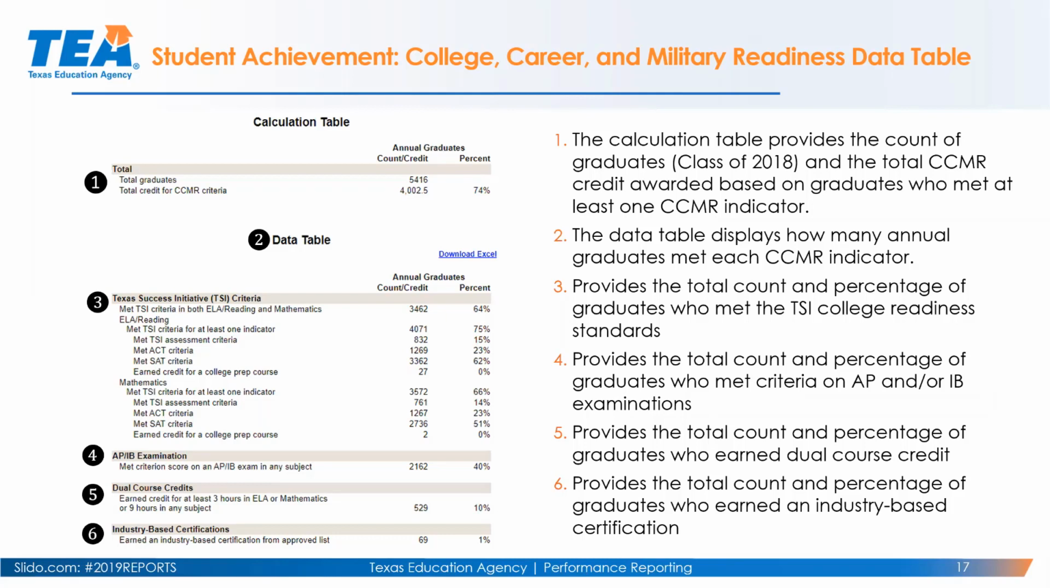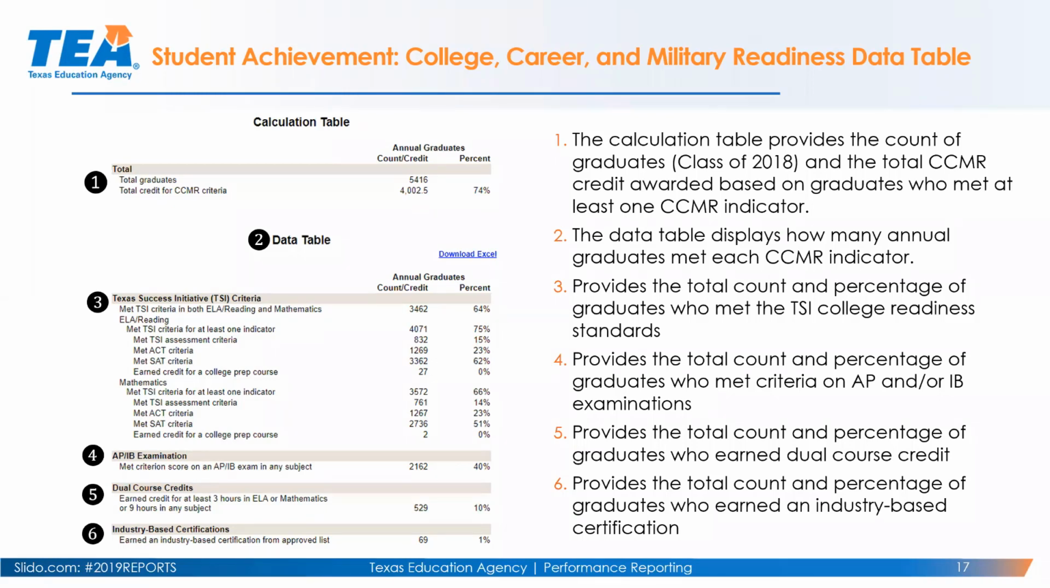Now, at the very top, we have 3,462. So why is that lower than, for example, reading, which had 4,071 results? Well, that would be because for this indicator, the graduate has to meet the criteria in reading and mathematics. So for this particular district, only 3,462 graduates met the criteria in reading and in mathematics to be awarded CCMR credit.